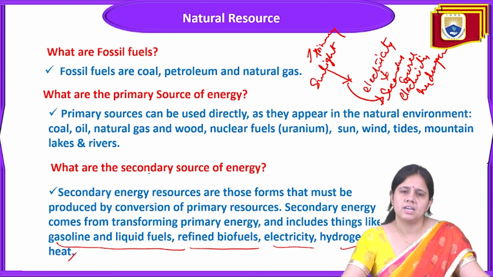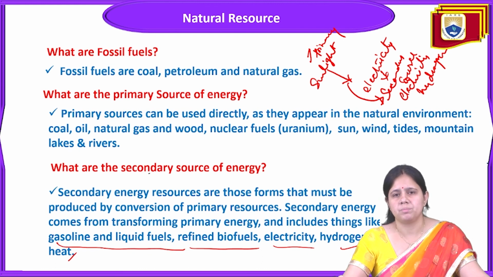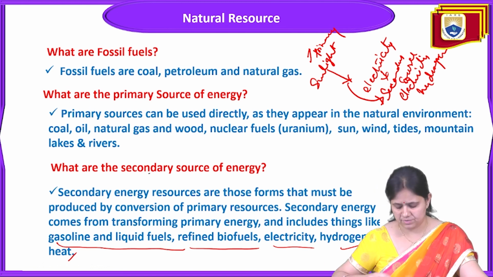Electricity is not available directly from nature. We get electricity by the use of coal. In India, most predominantly thermal power plants are used, and thermal power plants use coal. So we get electricity from a thermal power plant, where coal is used. The coal is the primary source of energy, the first source of energy, and then we convert this coal and get electricity. So that electricity is an example of a secondary source of energy.